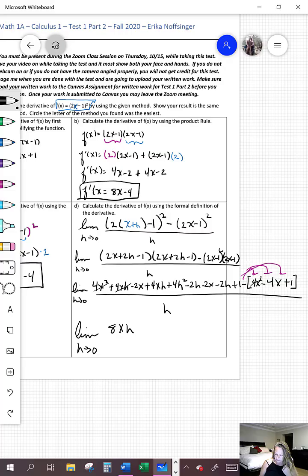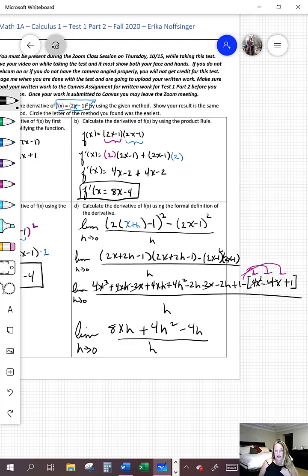Let's see, what else do we have? We have a minus 2x, a minus 2x. That's a negative 4x. But then this negative is going to make this a positive 4x. And so those all cancel. We have a 4h squared, no other h squared terms. Let's put 4h squared here. A negative 2h minus a 2h is minus 4h. And then we have this positive 1 minus 1 cancels, all over h.